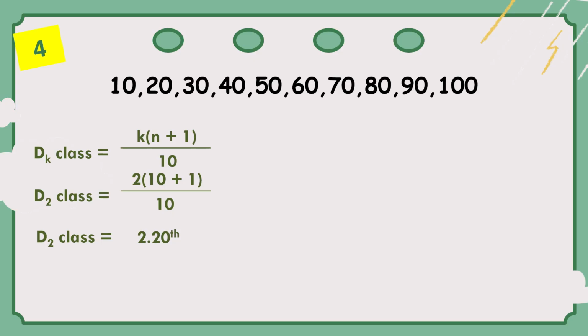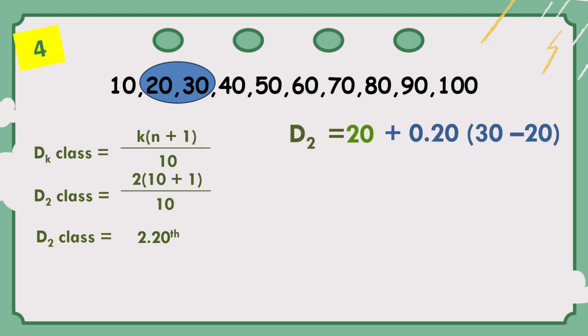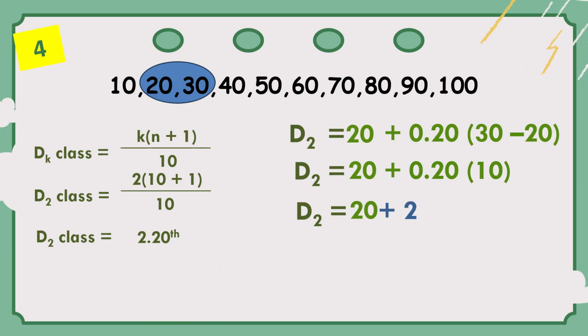So 2.20 is in between the second and third class. The second value is 20. So decile 2 is equal to 20 plus the decimal 0.20 times 30 minus 20, the third minus the second, which is 10. So 20 plus 0.20 times 10. 0.20 times 10 is 2. So 20 plus 2, and decile 2 is equal to 22.